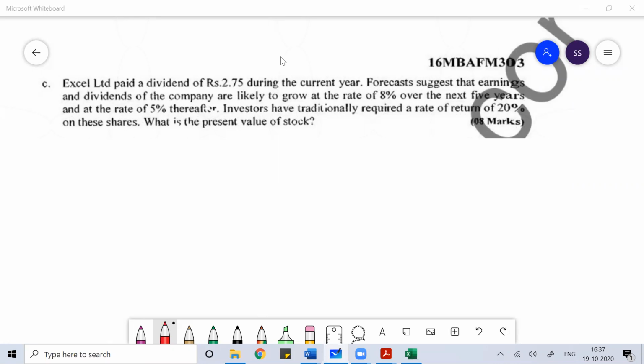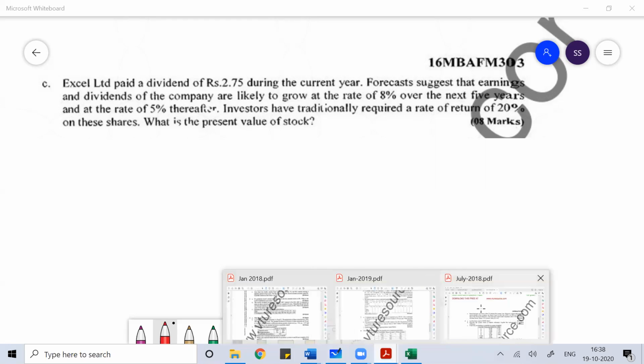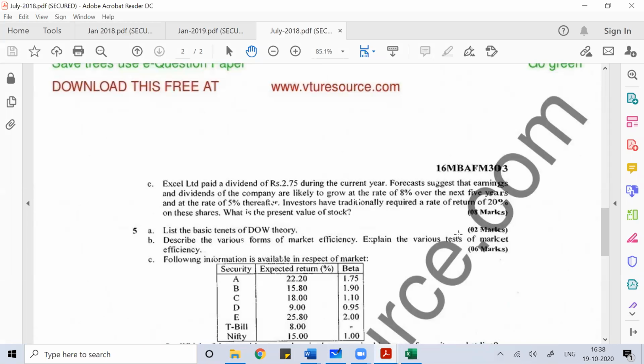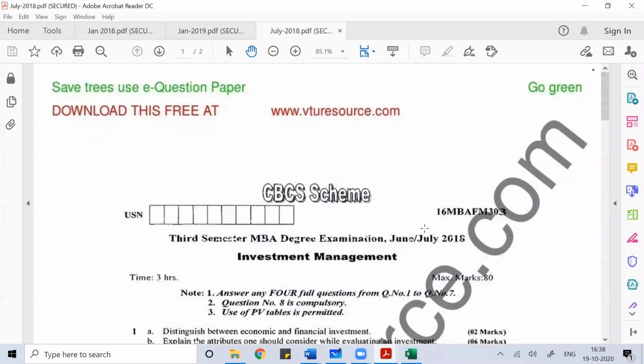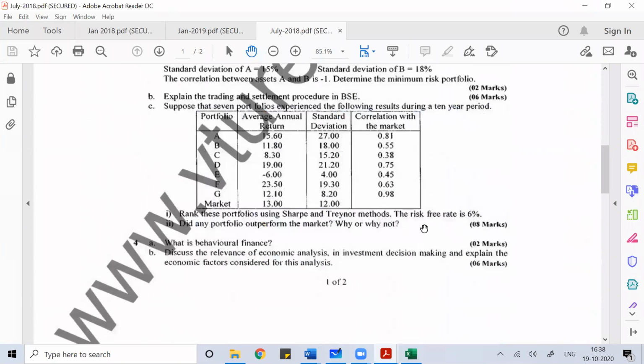Okay, guys. So you remember this numerical we did last class. This is a numerical based on the two-stage growth rate model. This comes every year. So which year is this? This is July or June 2018.